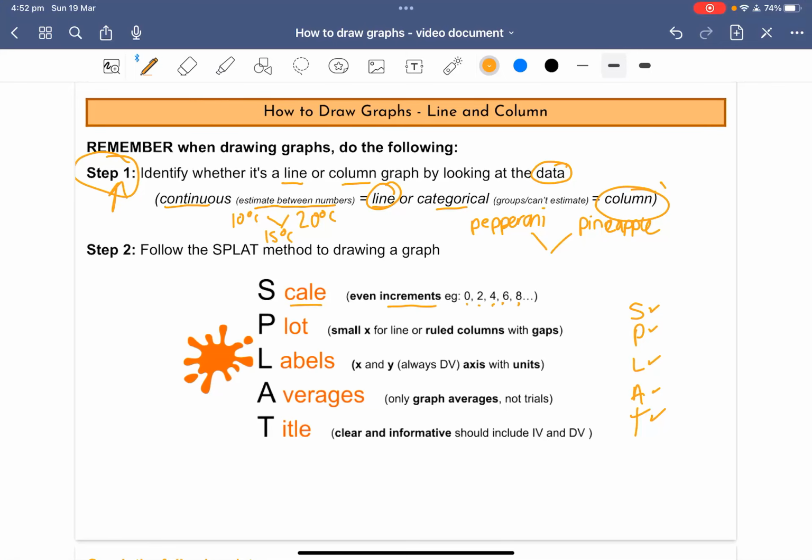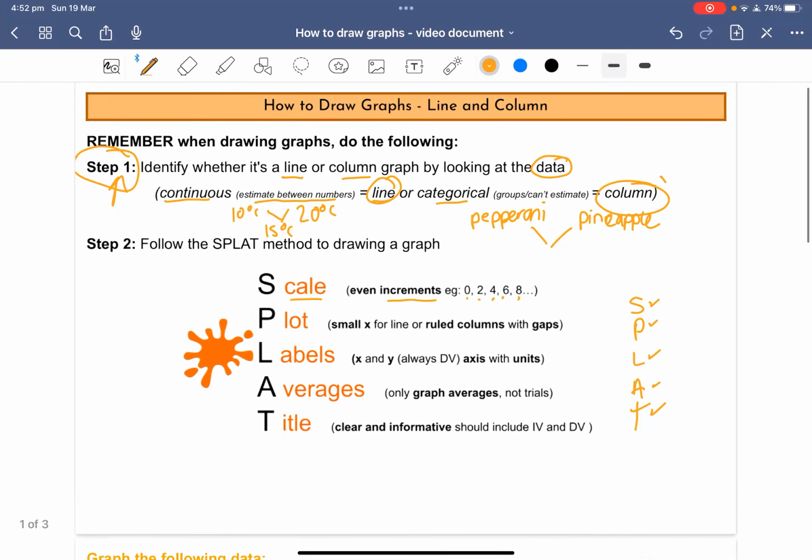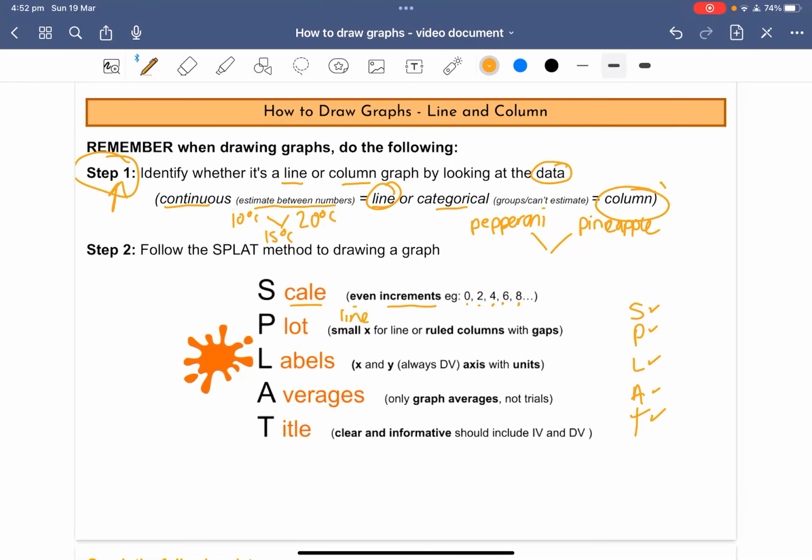Then when you plot your data, if you're doing a line graph, you should have a small x for your line graph so that when you connect your line, you can still see your data points. Or if you're doing a column graph, you should have ruled columns, and especially with gaps. Okay, it needs to have gaps. You should always label your x and y axes, and previously you've learned about your independent and dependent variables, so always make sure your dependent variable is going on your y axis, and that will help you.